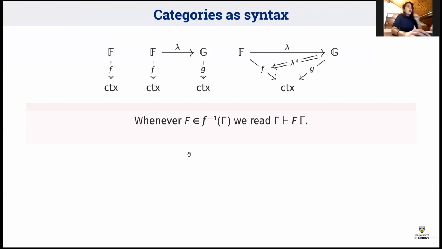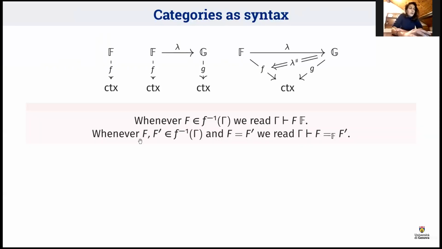So whenever we have an object big F over a context gamma, we will read that as: in context gamma, big F is declaring F. So with respect to gamma, big F is declaring F, or in context gamma, big F says F. And whenever we have F and F prime over the same gamma, and they're equal, say with respect to the category they're observed in, we read that as: in context gamma, F and F prime are equal with respect to F. Okay, what does this mean for this theory?